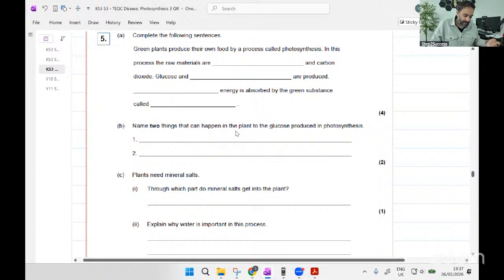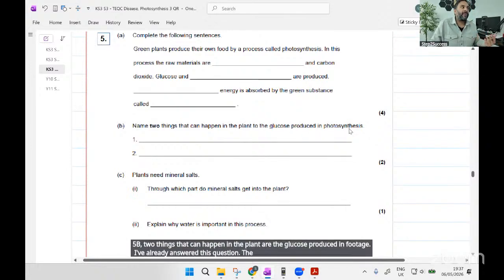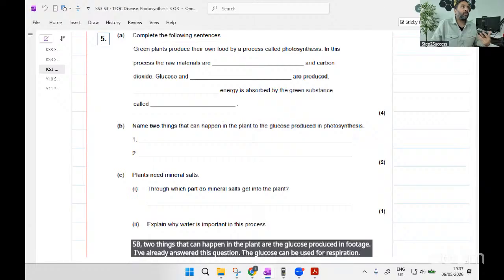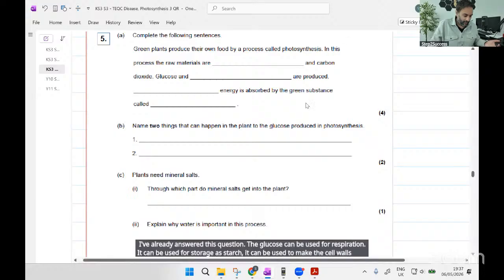5B: two things that can happen in the plant to the glucose produced in photosynthesis. I've already answered this question. The glucose can be used for respiration. It can be used for storage as starch. It can be used to make the cell walls, which are made of cellulose.